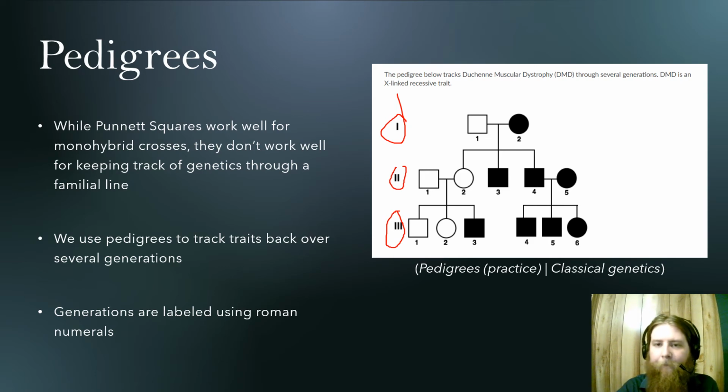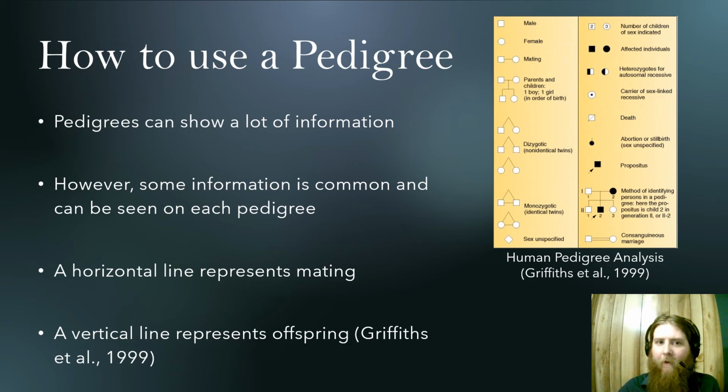So how do I use a pedigree? Pedigrees can show a lot of information. However, some information is common and usually seen on most pedigrees, and a lot of it you're probably not going to use on every pedigree. It might be very circumstantial. So we're going to talk about the important ones. A horizontal line between shapes represents mating, and a vertical line will represent the offspring.